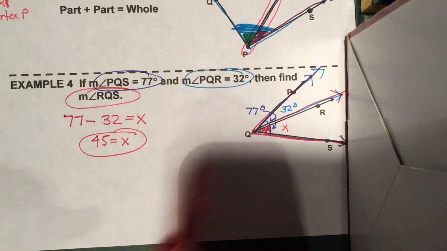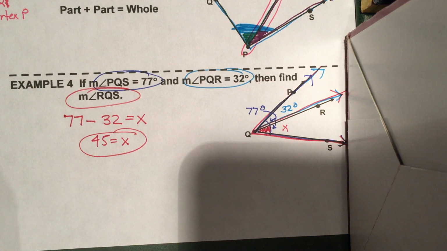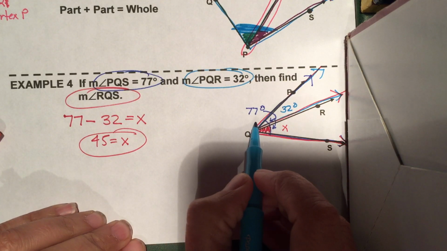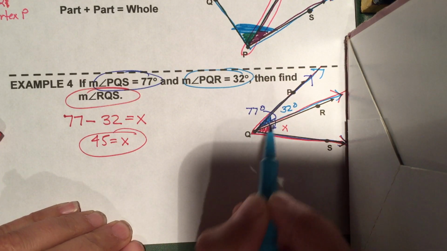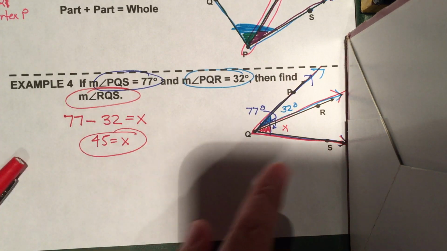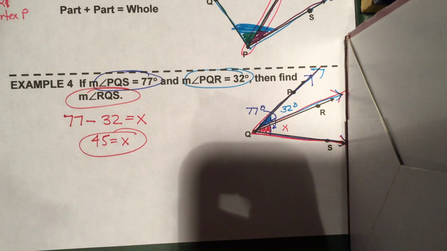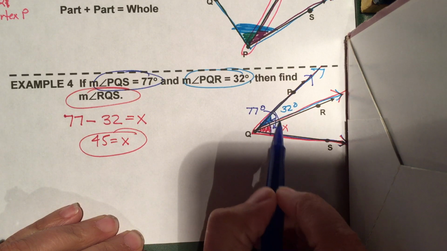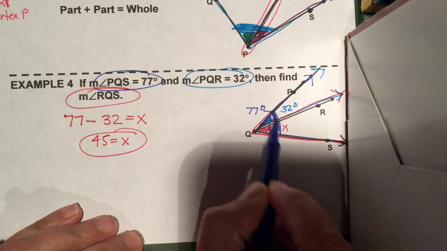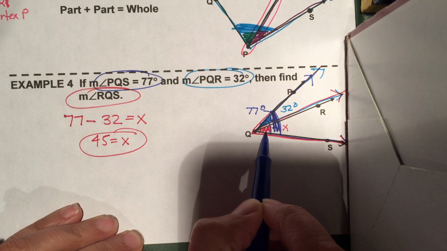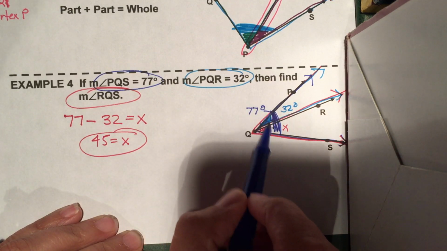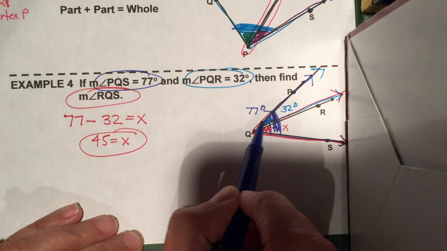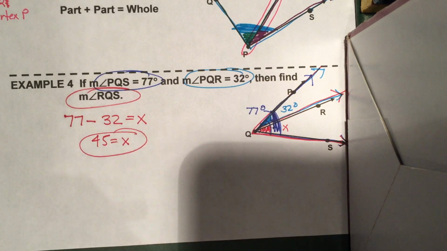I'll color these in so you can see them a little better. PQR is the light blue right here. Then you've got RQS, which is the red. And then you've got PQS, which is the whole thing here. So light blue plus red equals blue, and that's what ends up happening. But we know dark blue and we know light blue, so to find red we do subtraction.